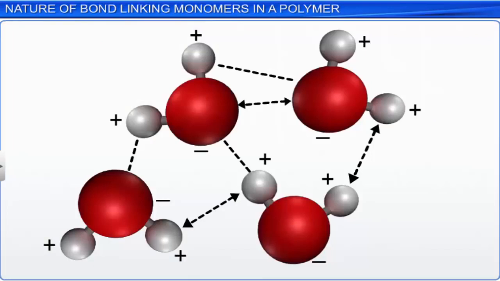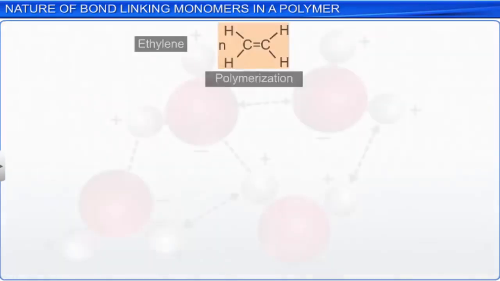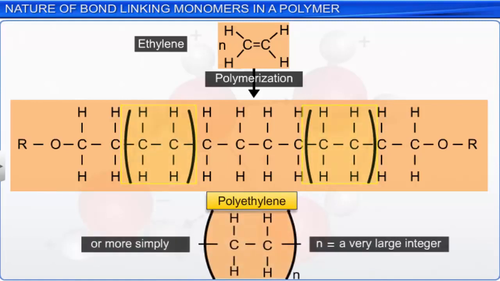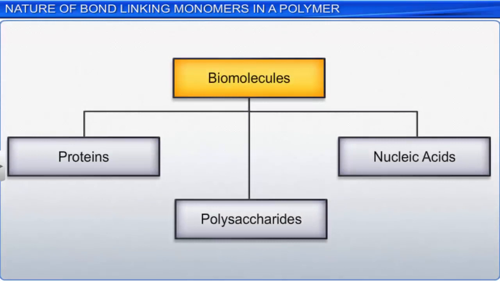Bonding plays a crucial role in the making of a polymer. A polymer is formed when many monomers come together and bond in long chains. For example, polyethylene is made up of repetitive units of ethylene monomer. Let's look at the bonding in biomolecules such as proteins, polysaccharides, and nucleic acids.